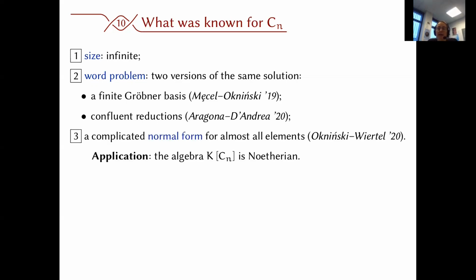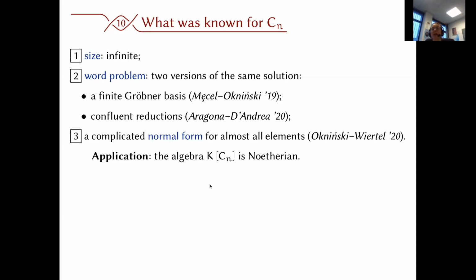Later Agnieszki with Wirtel continued this work on this finite Grobner basis and showed that from this it is possible to deduce the normal form of almost all elements. By almost all here we mean all elements except for probably a finite number of elements. And their normal form is actually very complicated. The proof of the fact that it's normal is a collection of rather heavy technical algebraic lemmas. But this was sufficient for them to prove this important Noetherian property.